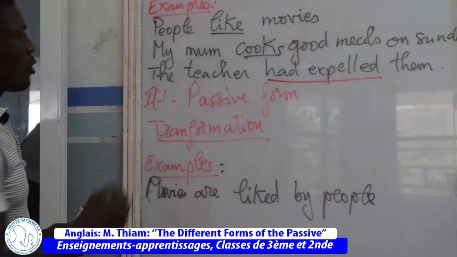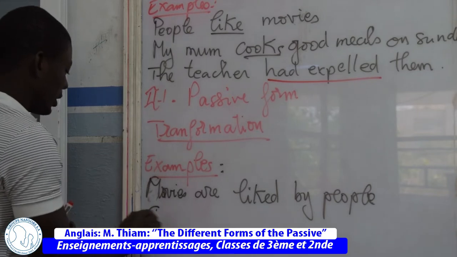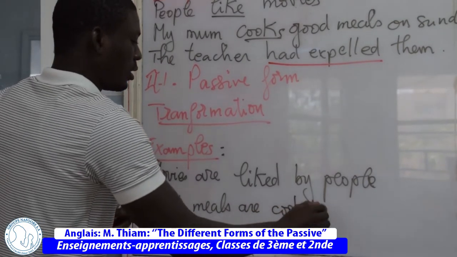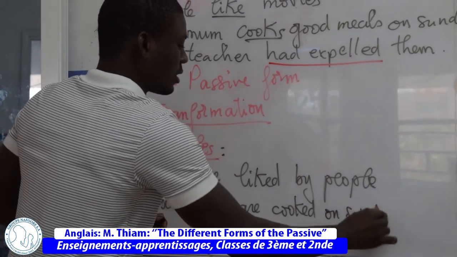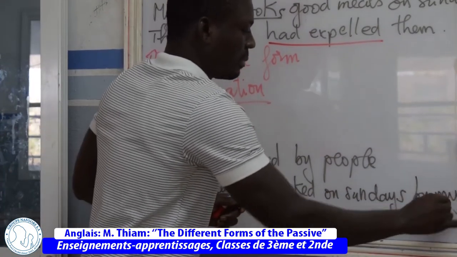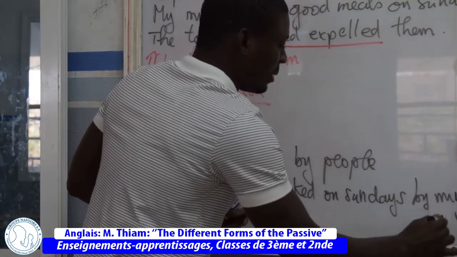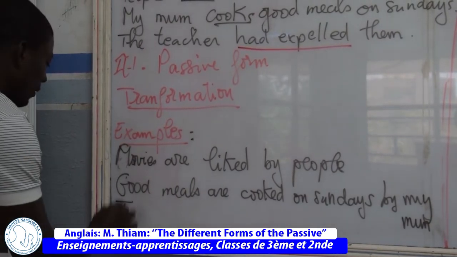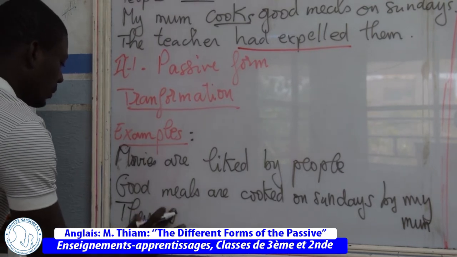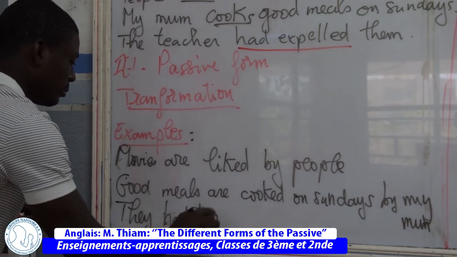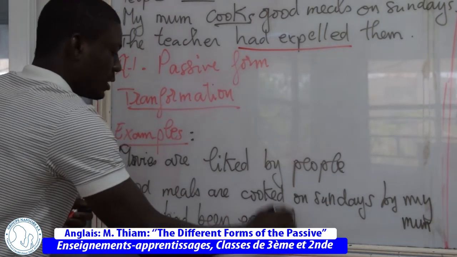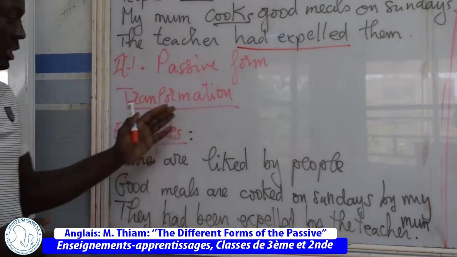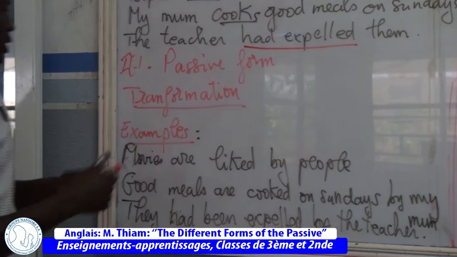Sentence number two, my mom cooks good meals on Sundays. Let's say good meals are cooked on Sundays by my mom, or by my mother, by my mom. Okay? The teacher had expelled them. Let's say they had been expelled by the teacher. Okay? Now let's explain our transformation, which is the structure.